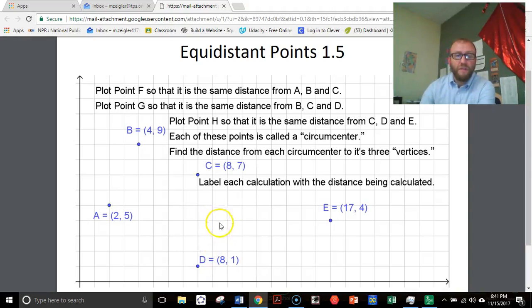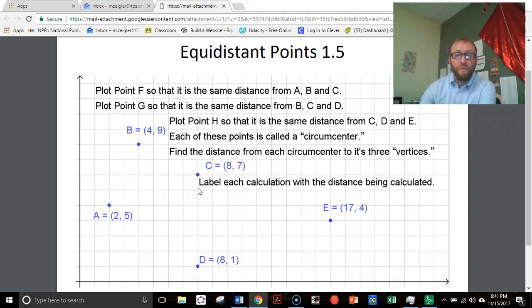Then I want you to calculate the distance from that point to each of the 3 vertices. That point's called the circumcenter, by the way. You're going to find the distance from that circumcenter to each of the 3 vertices. So B, C, and D, B, C, and E, A, B, and C.